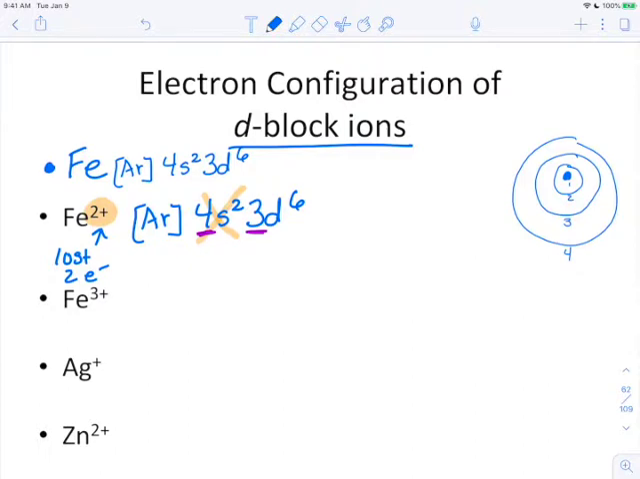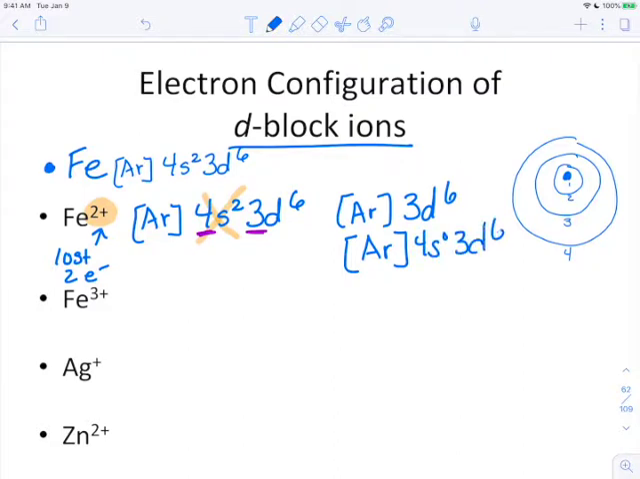So there are 2 ways of writing this. The easiest way, I think, is Ar 3d6, but some students don't feel comfortable leaving out the 4s. So another way you could write this is Ar 4s0 3d6, and that little notch right there should have been a 0, like so. Any questions about how we found our electron configuration for iron 2+?